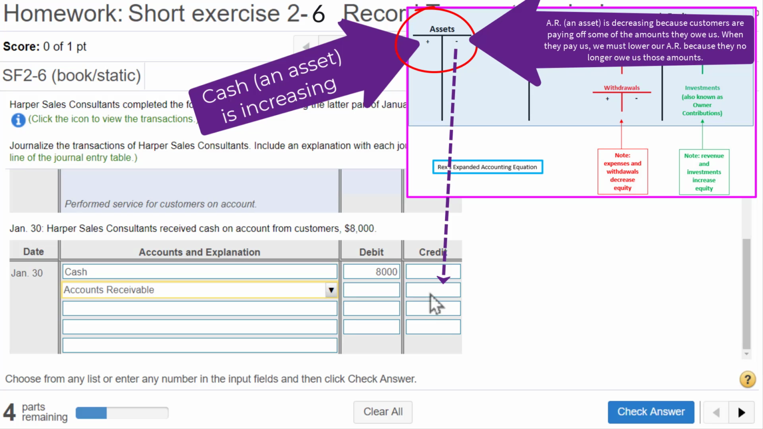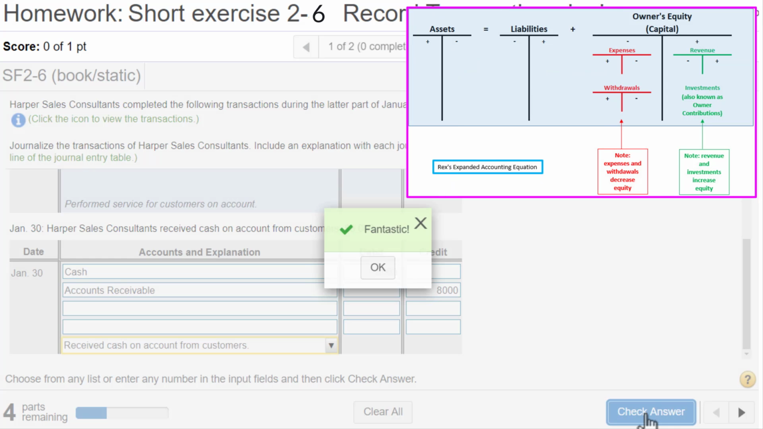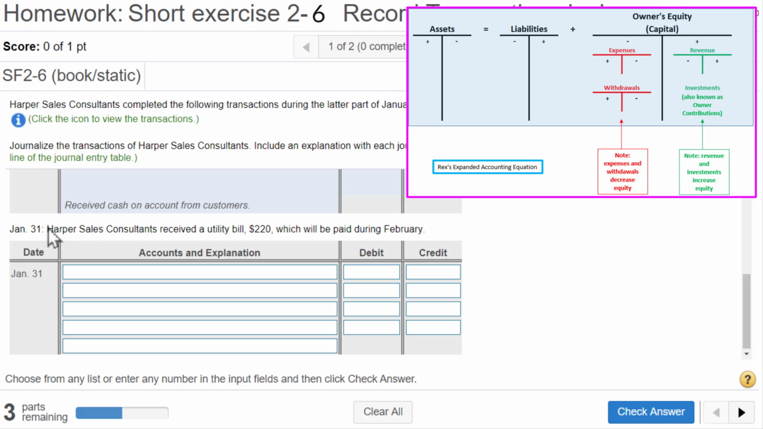And if you look at the accounting grid, accounts receivable does decrease with a credit. So remember, when a customer pays us off, we have to lower their accounts receivable. And let's see here, the explanation is received cash on account from customers. Fantastic. Next, January 31st, Harper Sales Consultants, that's us, received a utility bill, $220, which will be paid during February.